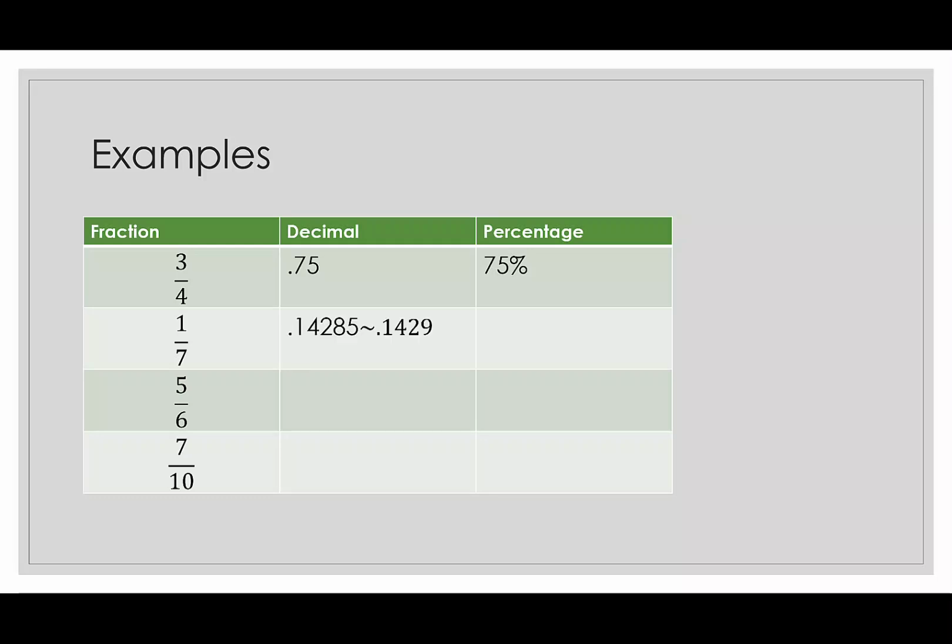Look at 1 over 7. It becomes 0.14285. I'm going to round that to 0.1429. Now I'll move my decimal place 2 places to the right, which gives me 14.29%. 5 over 6 has a repeating decimal. It's 0.8333, and the 3 keeps going. I'm just going to leave it as 4 decimal places, and then I'm going to move my decimal 2 to the right to get 83.33%. My last one says 7 over 10, which becomes 0.7 or 0.70. When I move my decimal to the right, I now have 70%.